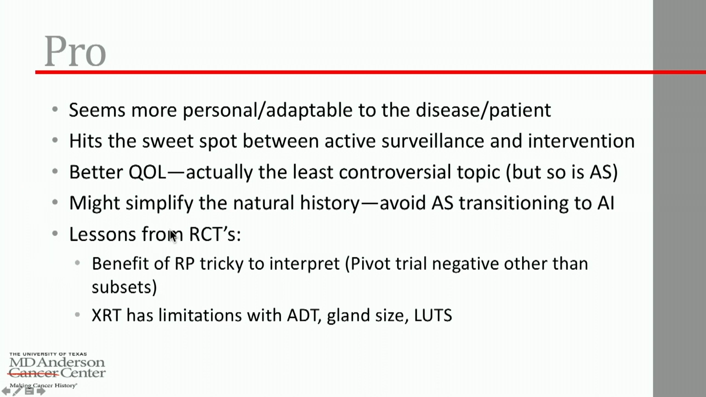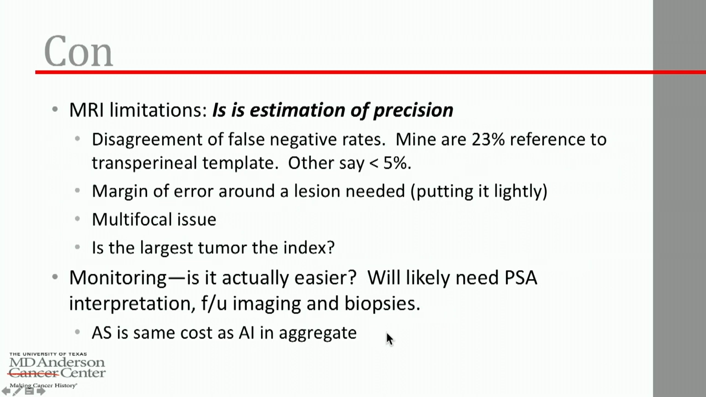There's a lot of lessons to be learned on randomized trials in the broader context, especially when you think that the PIVOT trial of surgery versus observation was negative. So then why can't we do something a little bit less toxic, so to speak, on quality of life? And we know that radiation, although it has certain advantages to quality of life, has limitations with the amount of ADT it gets, and you'll see that on a later slide. Gland size, it's really hard. I have a hard time recommending radiation for severe LUTs and obstruction.